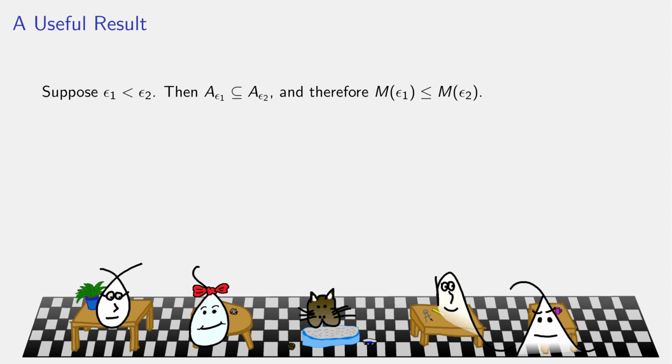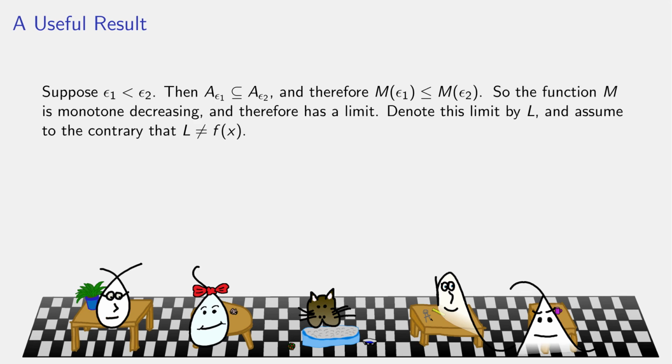Therefore, the max on that set can't actually be any bigger than the max on the larger set. This is related to old results about supremums on subsets being less than or equal to supremums on bigger sets. Maxes on subsets are less than or equal to maxes on bigger sets. So since a sub epsilon 1 is a subset of a sub epsilon 2, the max on a sub epsilon 1 is less than or equal to the max on a sub epsilon 2. In other words, as epsilon gets smaller, these maxes get smaller. So the max function is monotone decreasing.